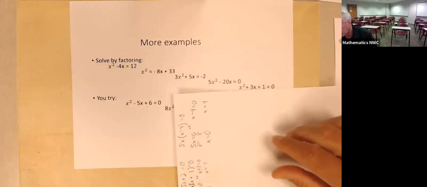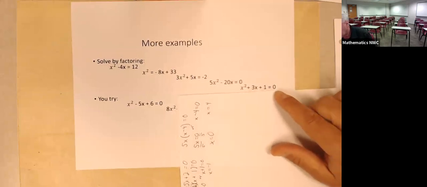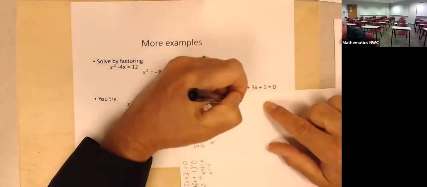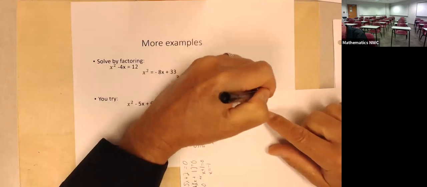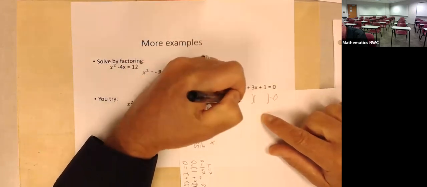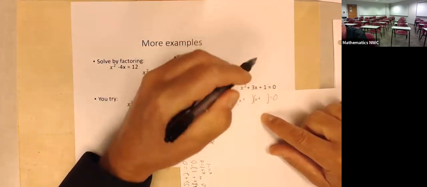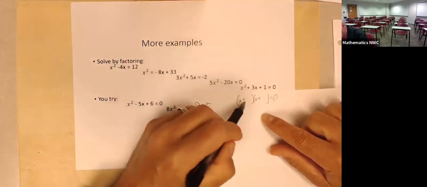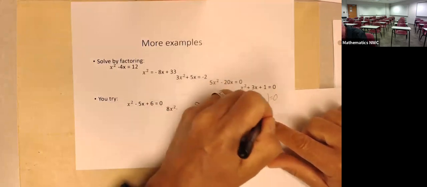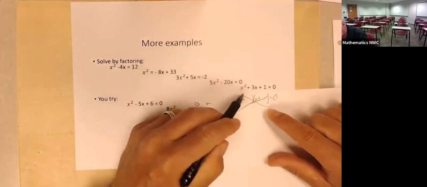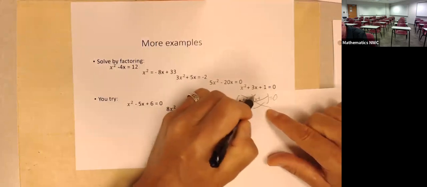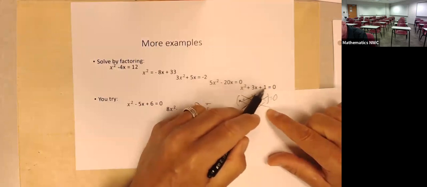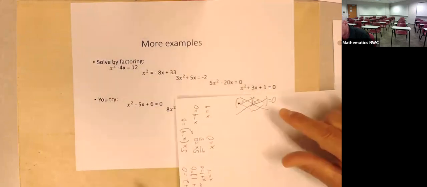Unfortunately, take a look at the last one. It's already equal to 0. I have a number there. But if I try and factor, the only factors of 1 are 1 and 1, and they will not add up to be 2. It's not factorable. I cannot use factoring to solve it. I would have to complete the square. That would have been the procedure we learned in the first half here.